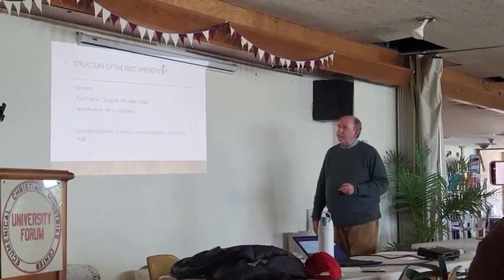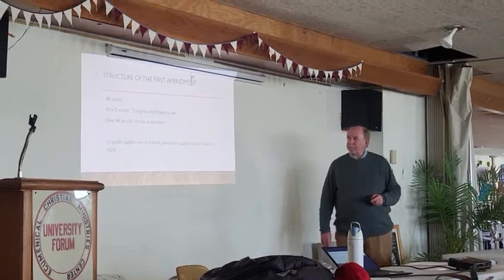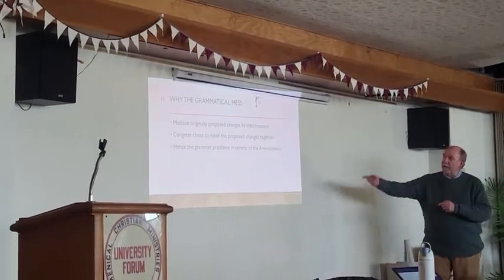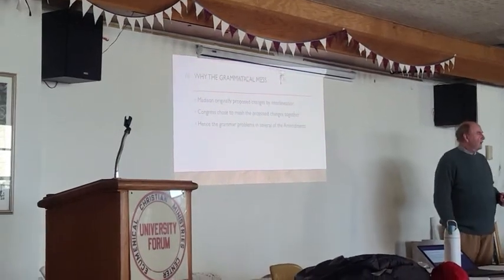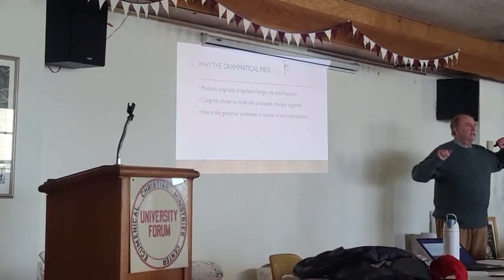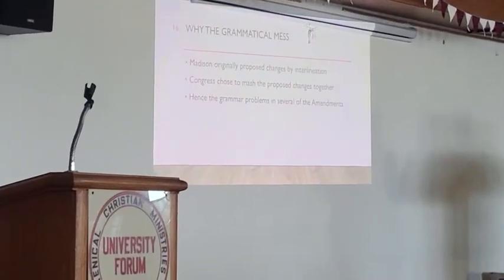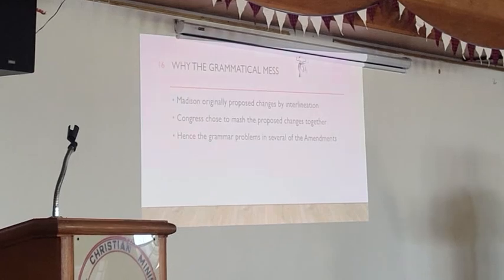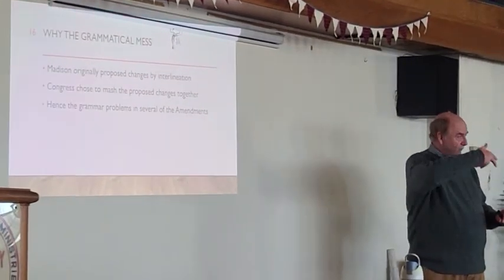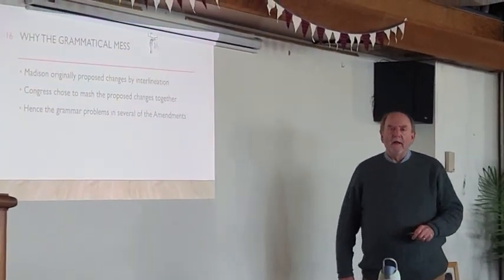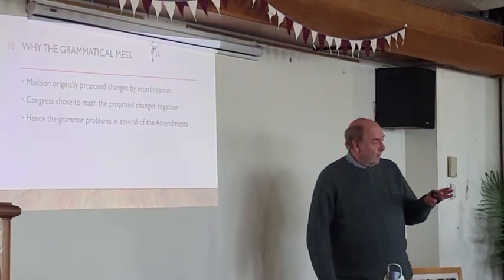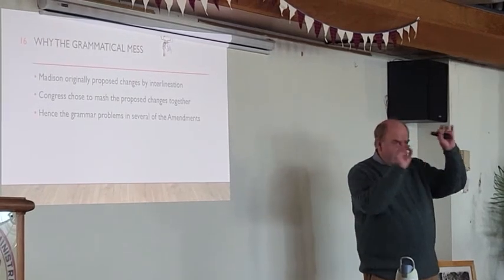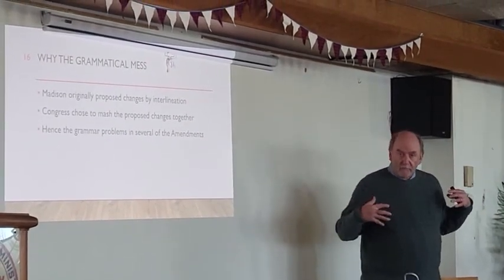But what happened in this process? The decision was made to set the proposed amendments forth as individually numbered paragraphs, 12 originally. For some of the amendments, that meant that they took Madison's proposed interlineations and mashed them together.